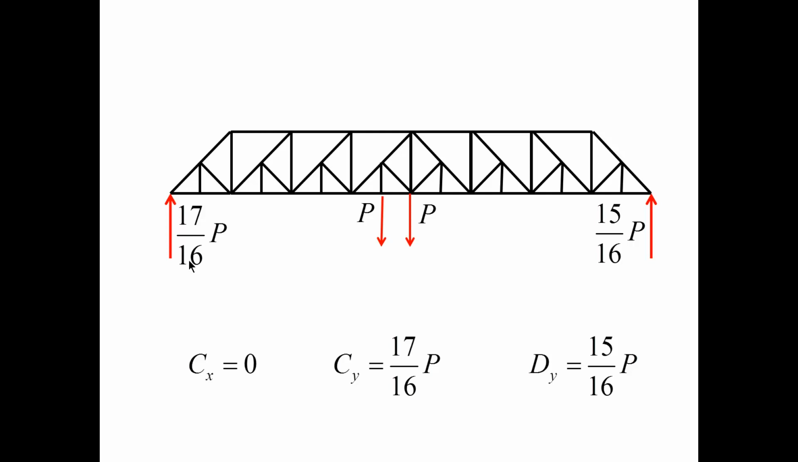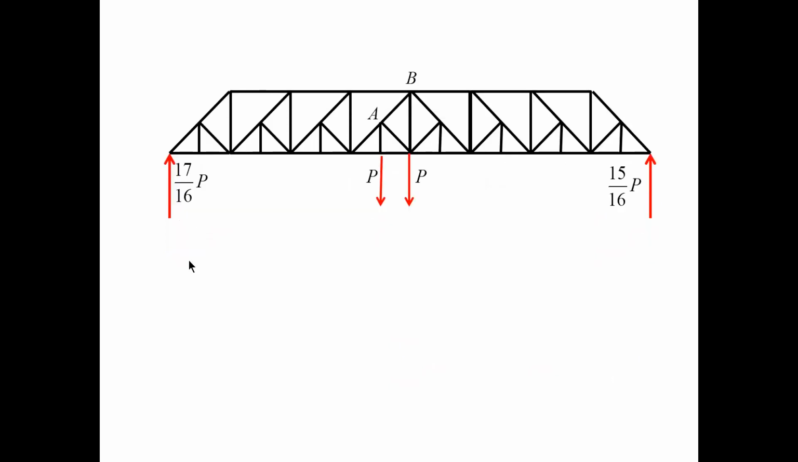Next, I will focus on the bar AB. I cannot cut this bar such that the cut will include only 3 bars. In this case, I show a very basic cut which involves 4 bars.